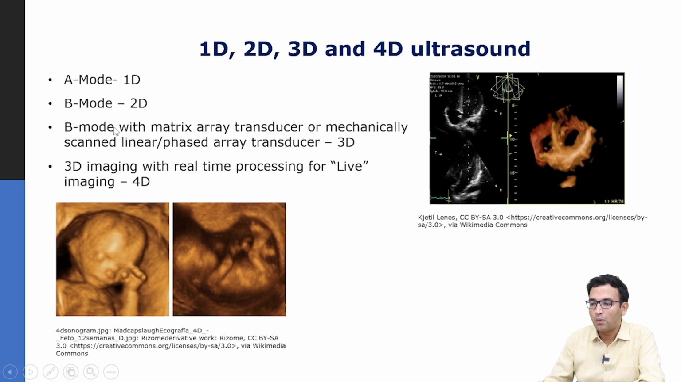Or if you take a 1-dimensional linear array transducer and mechanically scan it, you can get a 3D image, which is a 3-dimensional representation. And if you are able to reconstruct 3D images in real time, essentially if you are able to make live 3D images, then these can be called 4-dimensional images. So, here are some 3D images of the fetus, and here is a 2D image of the valve in the heart chambers, and here is actually a 4D image. This is actually a video essentially, not an image, but this is a 4D image where it is 3-dimensional and also in real time. So, it can be called 4-dimensional.